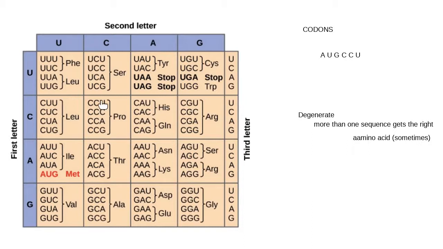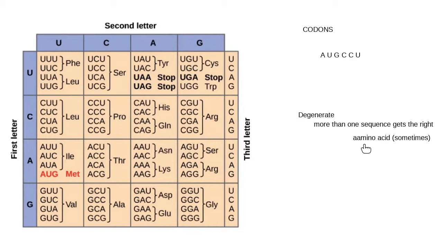See how here all of these give me proline because I only changed my third letter. If I changed my second letter, that's going to lead to leucine. If I change my first letter, that's going to lead to something completely different. Remember that the genetic code is degenerate, meaning I can have some errors, but I still might get the right amino acid.